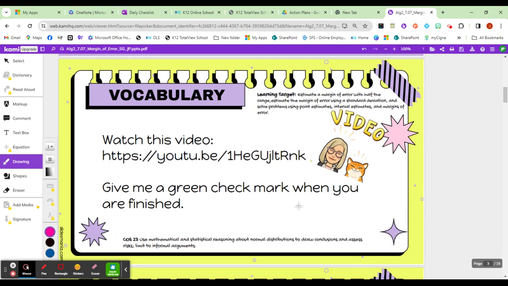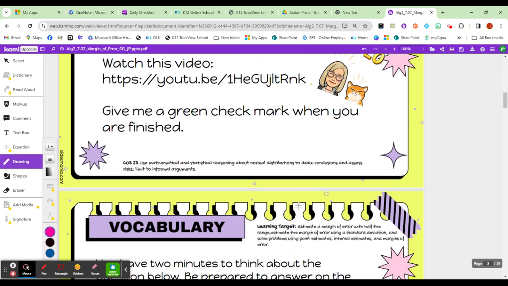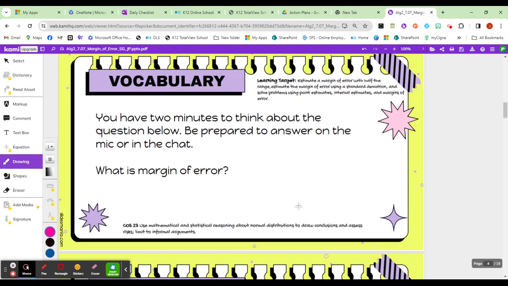I'm going to skip this since I'm recording, and we'll talk a little bit about margin of error. It says, take 2 minutes to think about what you think margin of error is. If we were in class today, I would have had you watch the video, but I'm just going to go ahead and talk a little bit about margin of error.